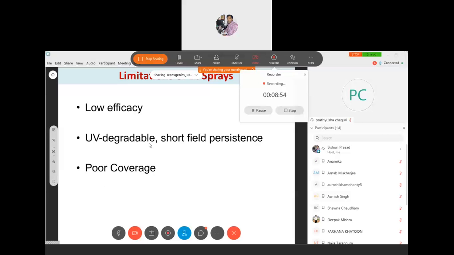So the idea came to make transgenic plants, you express this toxin in the plant itself. Whenever toxin is produced in the plants itself and larvae feed on it, then the larvae will die. So these are the limitations of spraying.